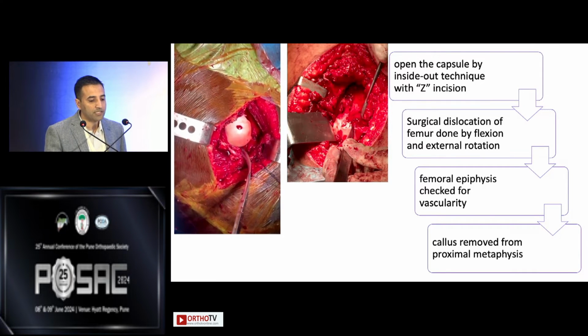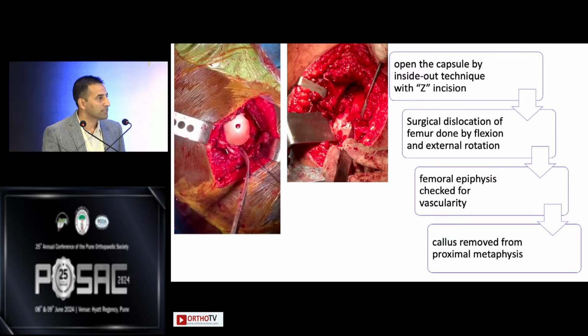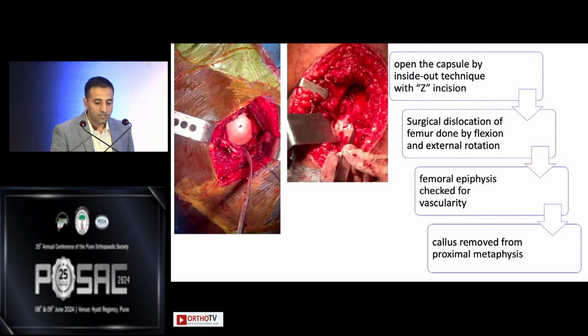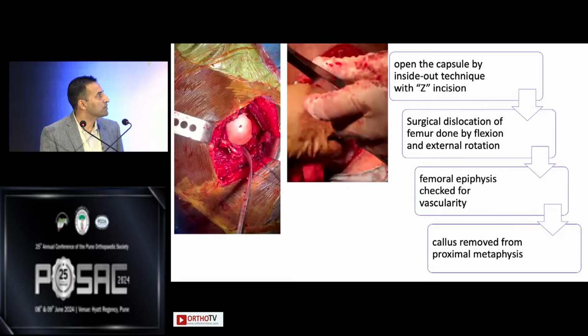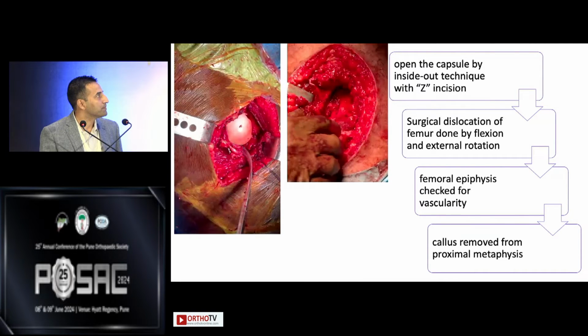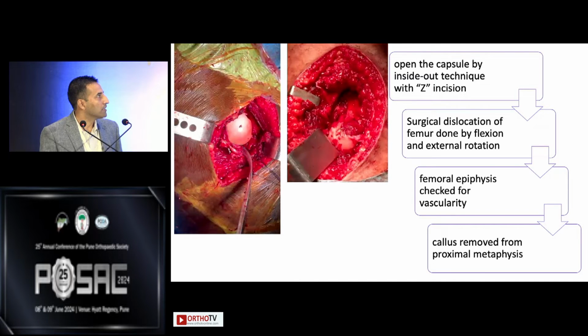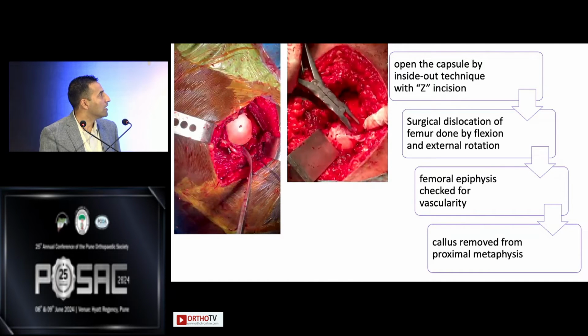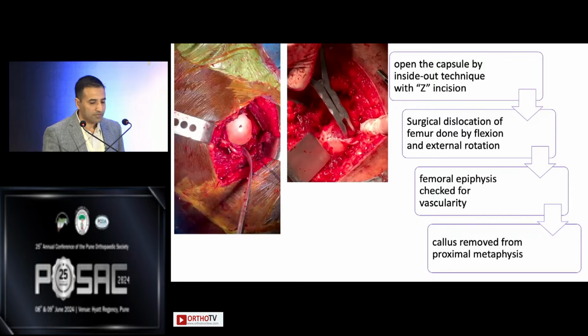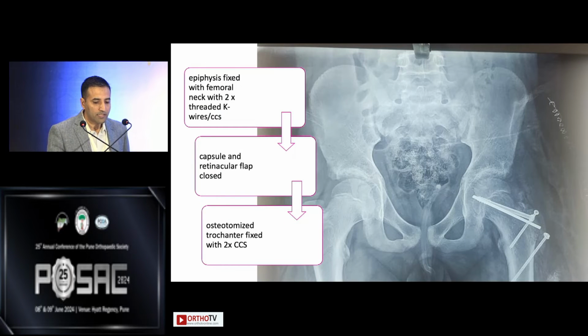The femoral epiphysis is checked for vascularity. The callus is removed from the proximal metaphysis. Then the epiphysis is fixed to the femoral neck with K-wire or oblique cannulated cancellous screw. The capsule and retinacular flap are repaired, and the osteotomized trochanter is fixed.